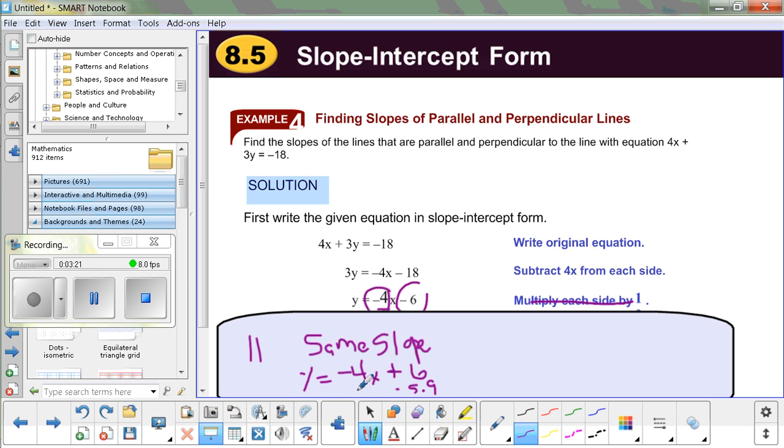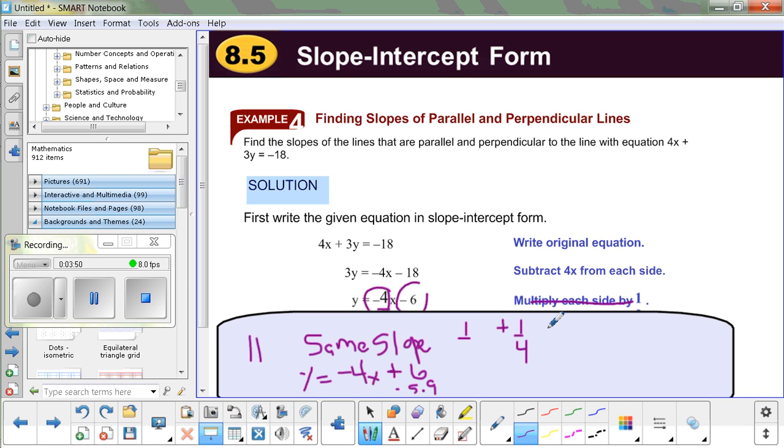The slope has to be exactly the same, because if I'm going down 4 over 3, both lines must do that or eventually they would cross. Now if I'm talking about perpendicular lines, I'm going to have a slope that is exactly opposite. It's going to need to be the other sign. So if it's negative, it now becomes positive, and the fraction flips, because I need it to cross exactly to form a 90-degree angle.